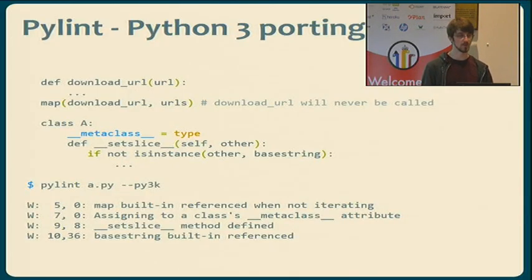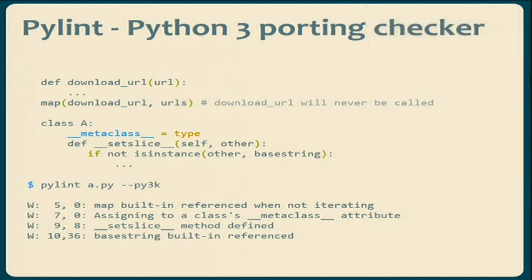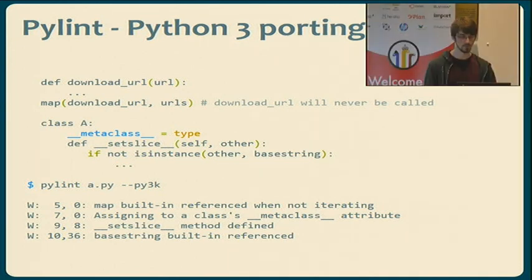Basically, in this example, I'm using a bunch of Python 2 features, like declaring the metaclass of a class by assigning it to the dunder metaclass attribute. I'm also declaring dunder setslice, which was removed in Python 3. And I'm relying on the fact that map is eagerly evaluated, which is not the case in Python 3. So in Python 3, that map call will just do nothing, since it's lazily evaluated and you have to evaluate it.